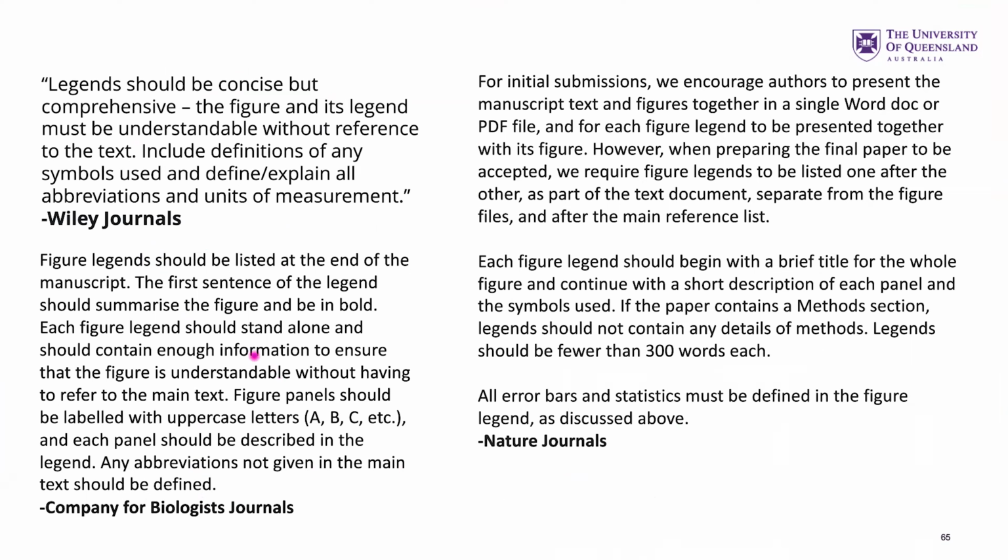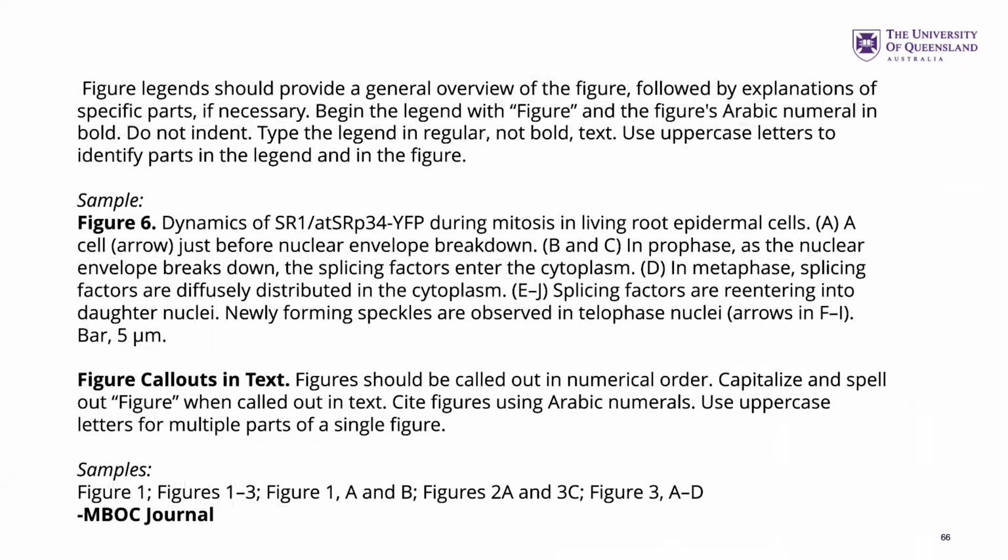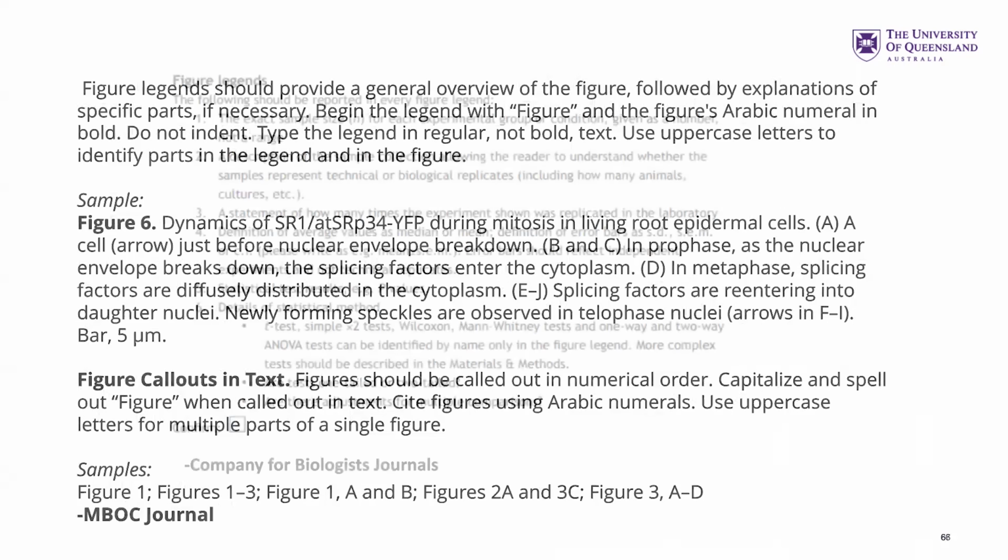Some key things, like figure panels should be labeled with uppercase A, B, C, D. If the paper contains a method section, legends should not contain any details of methods. Legends should be fewer than 300 words. So either read these or forget, because they have information. MBOC, so Molecular Biology of the Cell, has a bunch of stuff. Things like begin the legend with Figure. When you refer to the figures, capital F, Figure, things like that. All information that helps save you time. Make sure you read them.